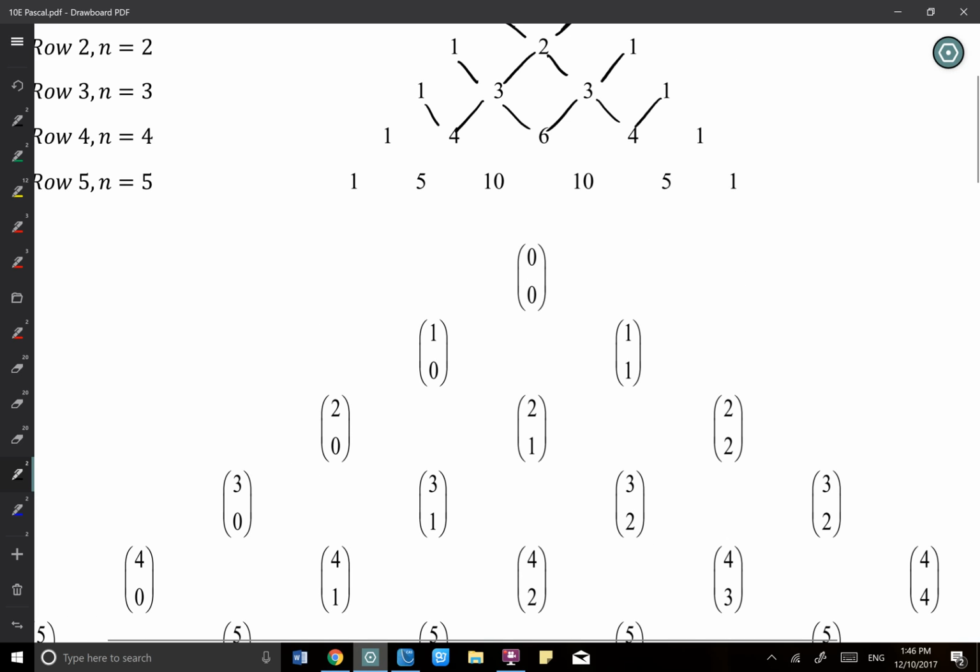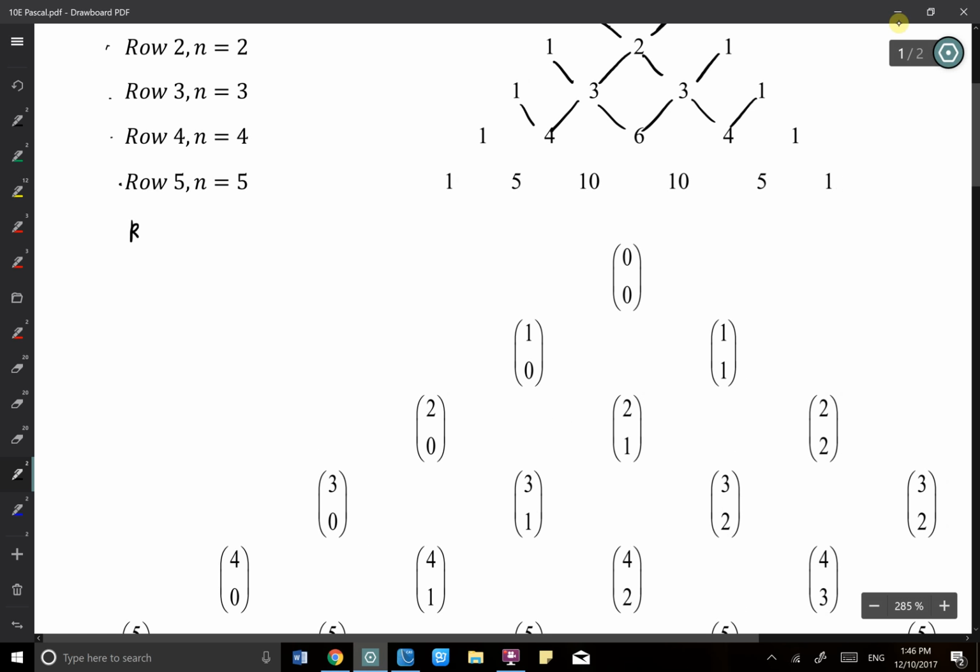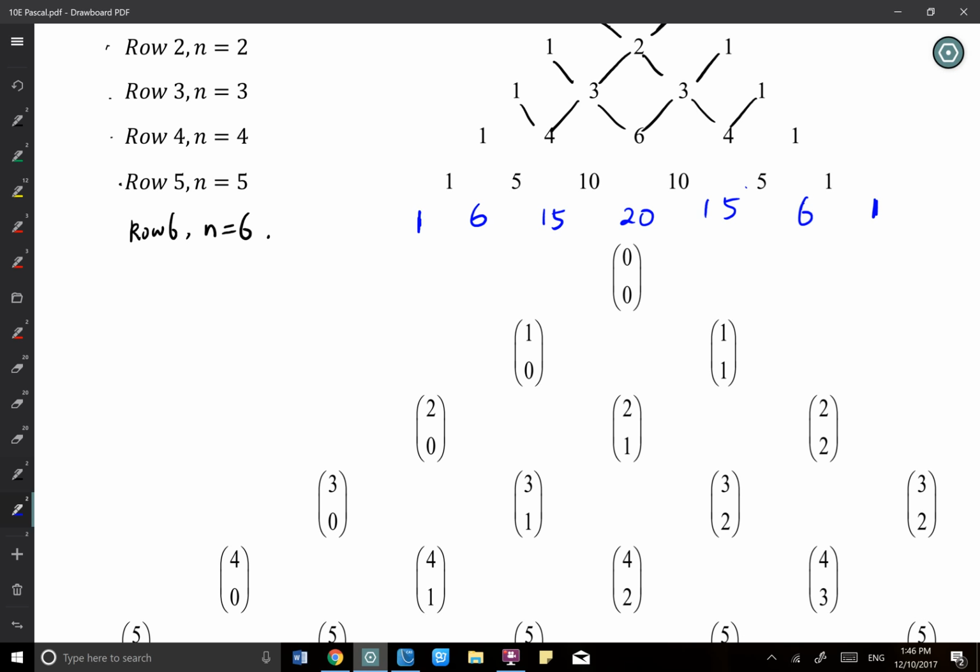So let's write the row after this row 5. Let's write row 6 by myself. So what will row 6 look like? I will have 1 on this side, and 1 plus 5 is 6. 5 plus 10 is 15. 10 plus 10 is 20. 10 plus 5 is 15. And 6. And the last number must be 1. So that's what we have. We can keep going forever. You can have infinitely many numbers.